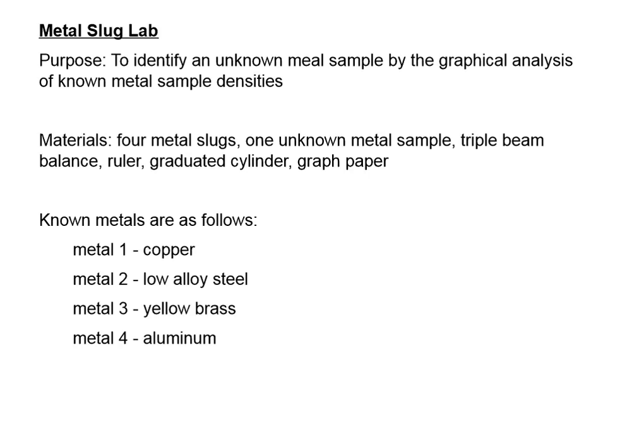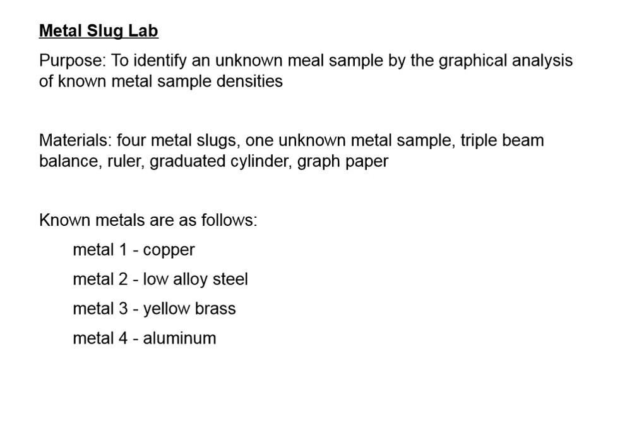And then you're going to have a triple beam balance, you're going to have a ruler, you're going to have a graduated cylinder, and you're going to need some graph paper. So what your known metals are, we have 4 different metals. Metal number 1, if you look, they should have a little 1 written on the slug. The slug is a cylinder shape. So on the end of your metal slugs, for the copper metal slug, it's number 1. For the low alloy steel metal slug, it should be number 2. The number 3 metal is yellow brass, and the number 4 metal slug is the aluminum slug.